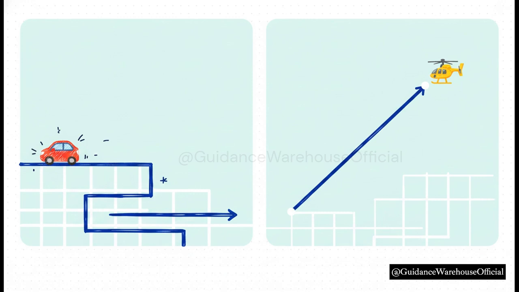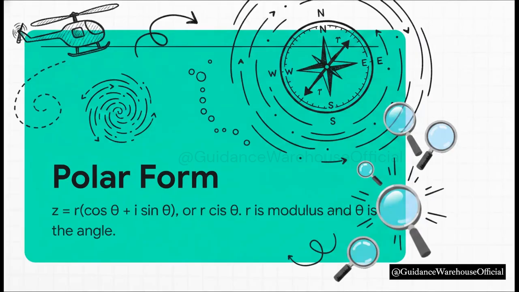Polar form is flying a helicopter. You don't care about the grid, you just lift off from the origin, rotate the nose of your helicopter to a specific angle, and fly in a straight line for a specific distance. Turn and fly. That's polar form. Here's the mathematical translation of that helicopter flight. The polar form of a complex number is written as z = r(cos θ + i sin θ). Let's break that down.